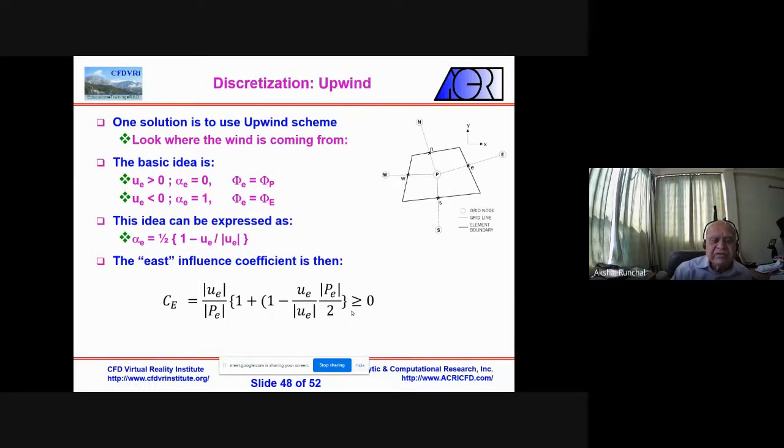So one solution was to use an upwinding scheme. The basic idea was that when U is greater than 0, when flow goes this way, let's take the P value. When the flow comes back, let's take the E value, right? That's most likely, right? When the wind blows from the east, it brings the properties from the east. Okay, so that's the idea. This idea can be expressed in this form, and the east influence coefficient is this one.